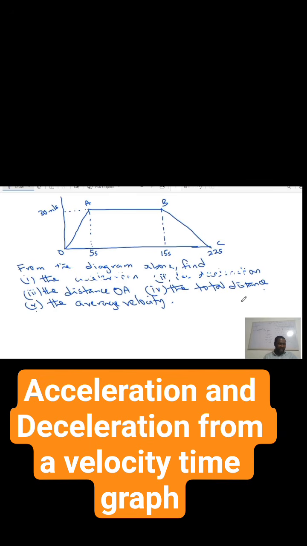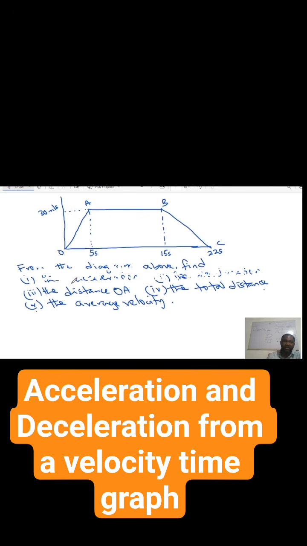So I'd like us to be ready. Now, what you would notice, let's start with the acceleration. Remember, acceleration is OA. OA represents accelerating. Whenever you see this sloping line, it simply means that the object is accelerating. But whenever it is sloping downwards like this, it means that the object is decelerating.